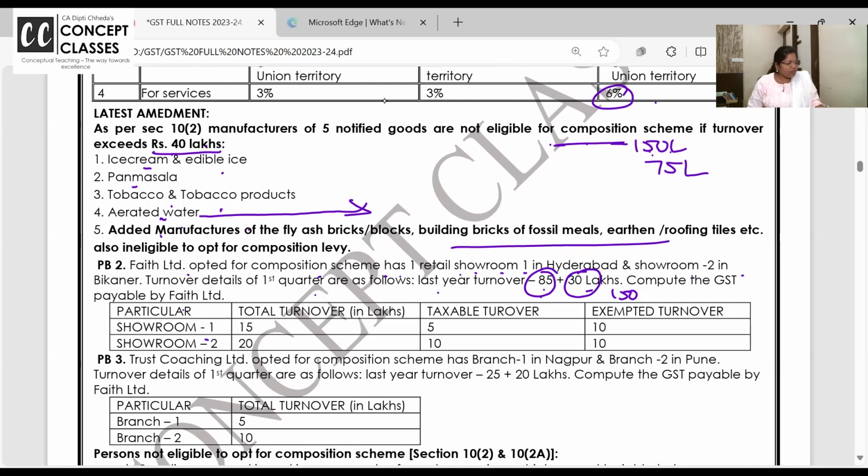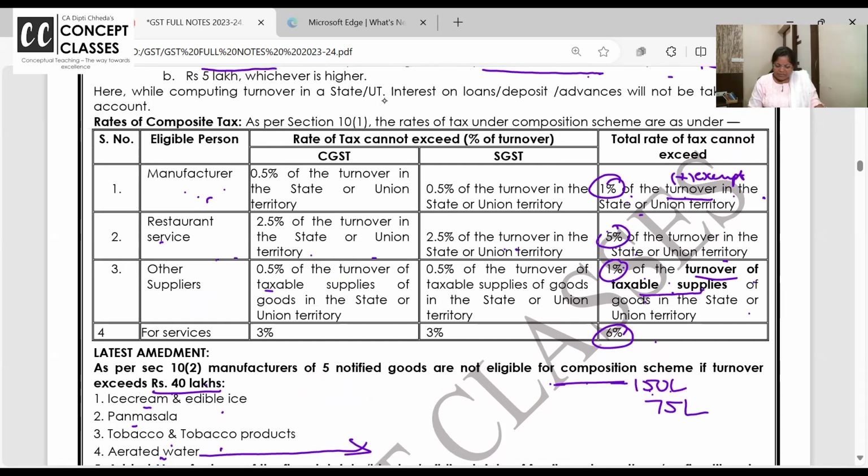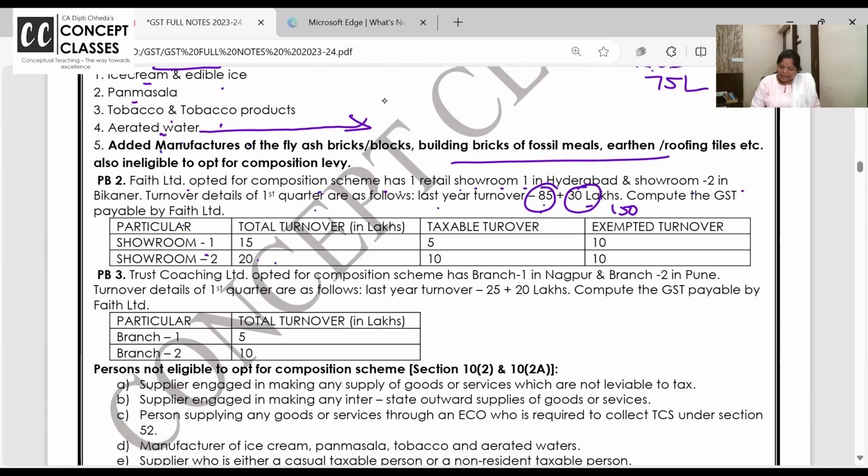Total turnover of showroom 1 is 15 lakhs. In that, okay, they are not manufacturers, right? They are retailers. So if they are retailers, which category will they come under? Are they manufacturer? No. Are they restaurant? No. Are they services? No. They are other suppliers. So only on the taxable turnover, all this is in lakhs. So 5 lakhs, pay 1%, 5,000 GST they will pay. 10 lakhs, 10,000. How much in total will they pay? 15,000. Done. You can write the answer there.